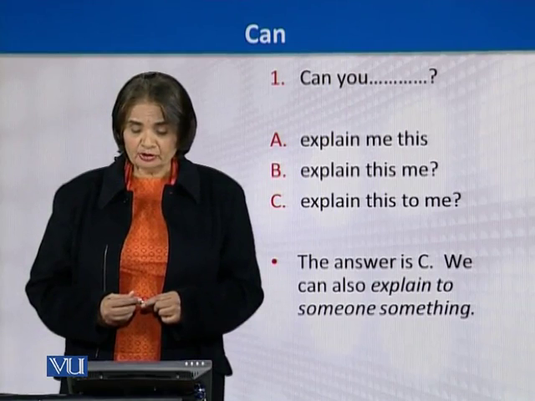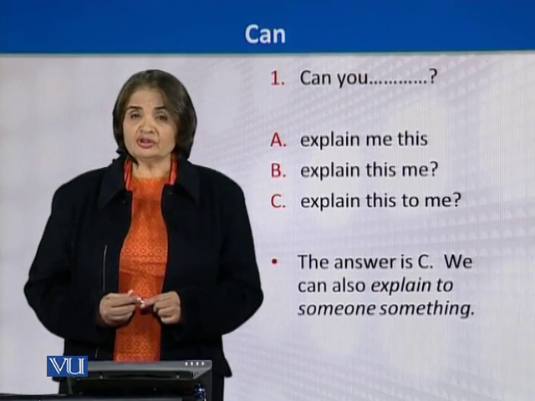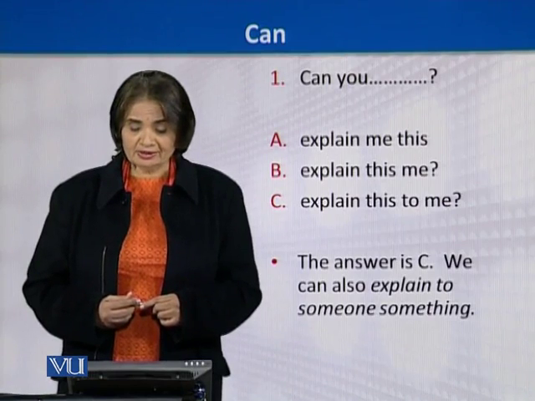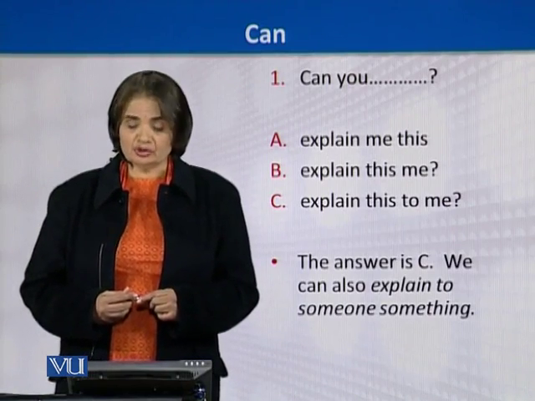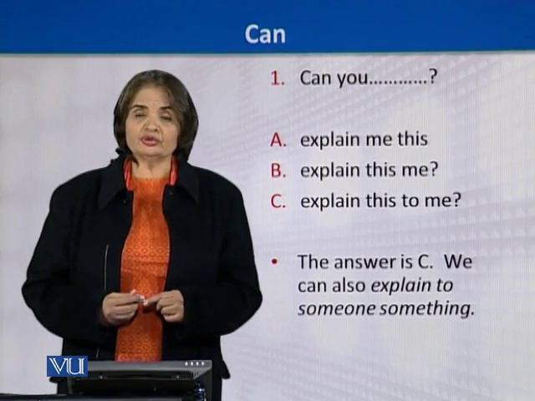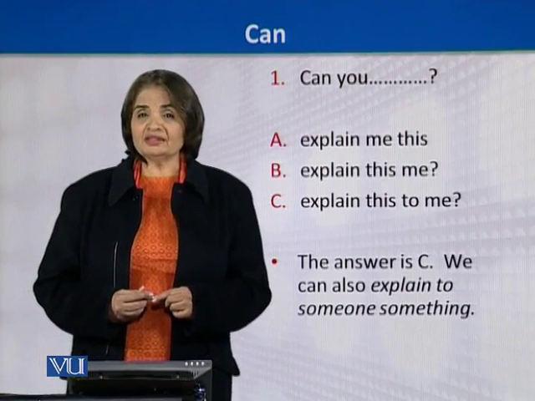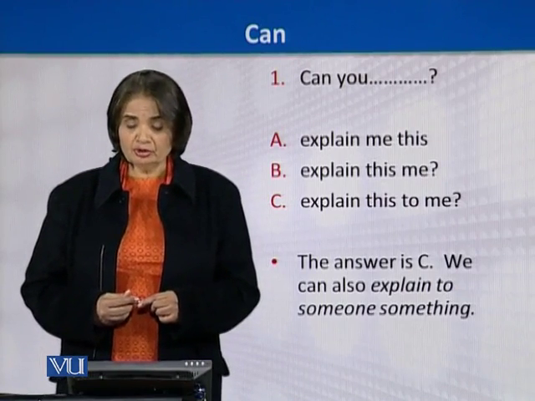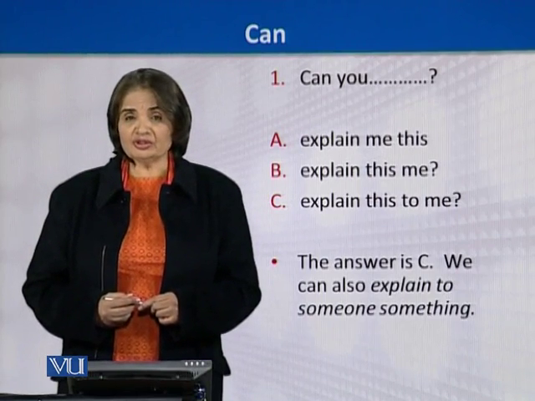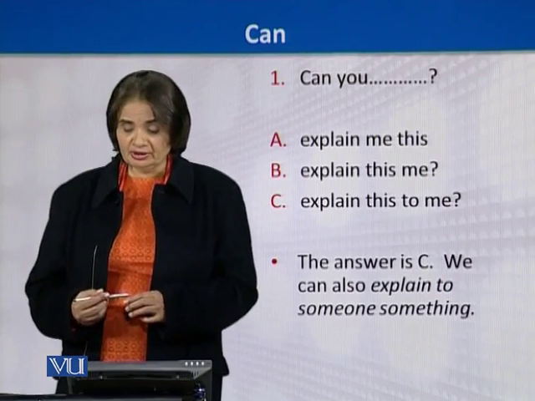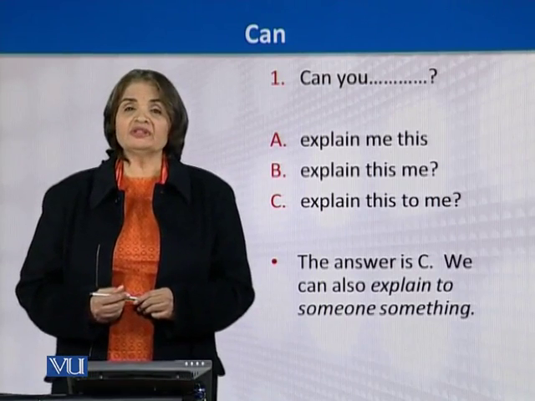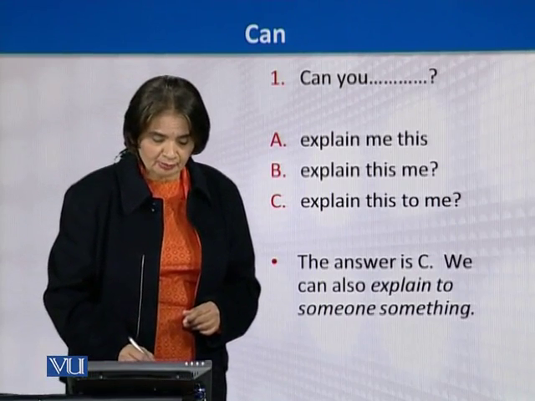But here we are talking about a conversation, a dialogue which is orally spoken, and it is said, can you explain this to me? So the person who is going to explain will explain this to me. The preposition to me is very important here because the explanation has to be done to somebody. So we can also use explain to someone something. Look at this example now.